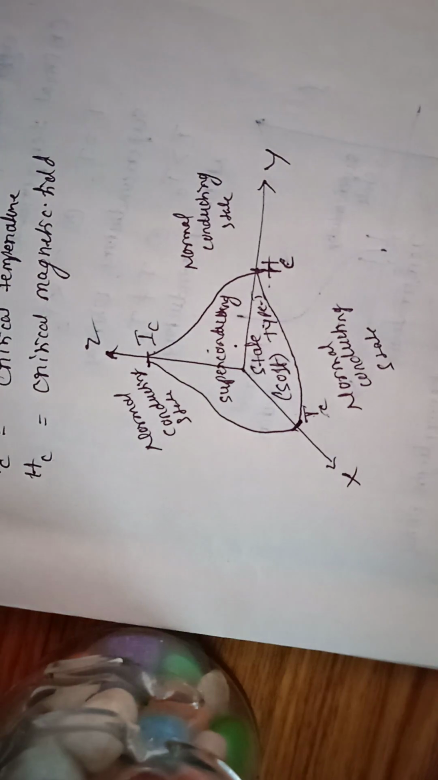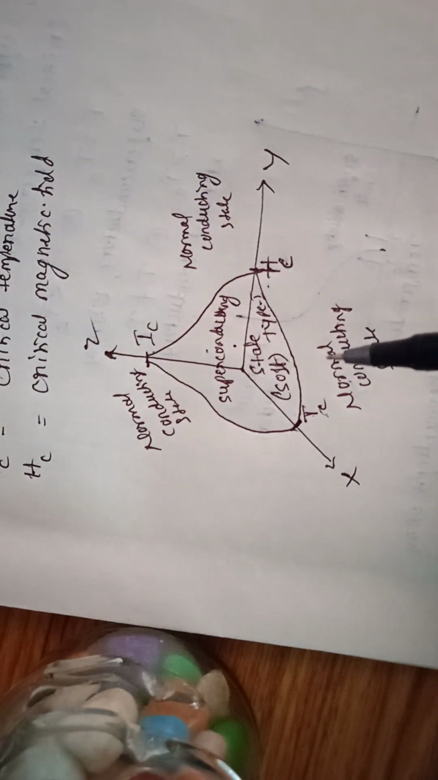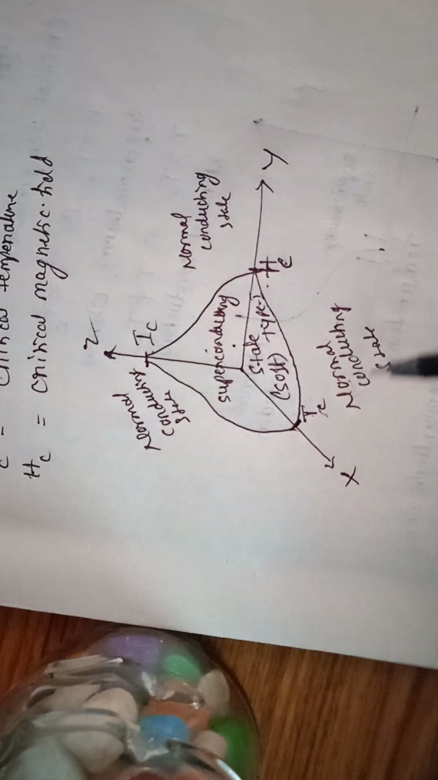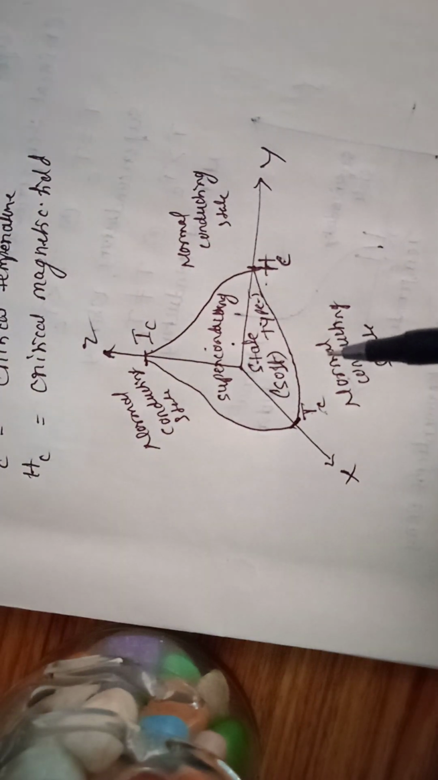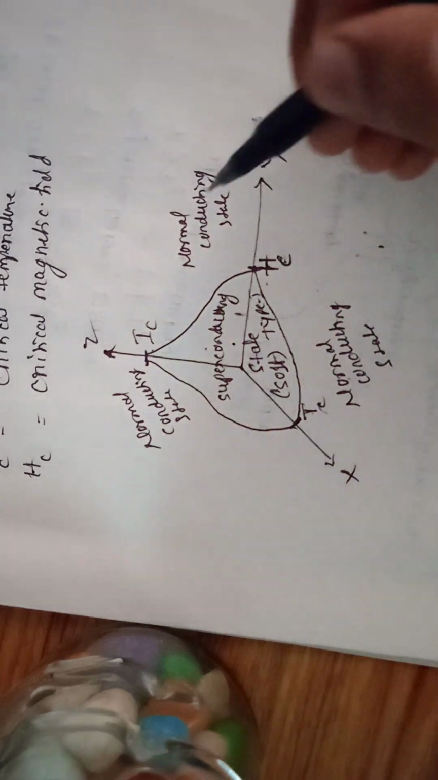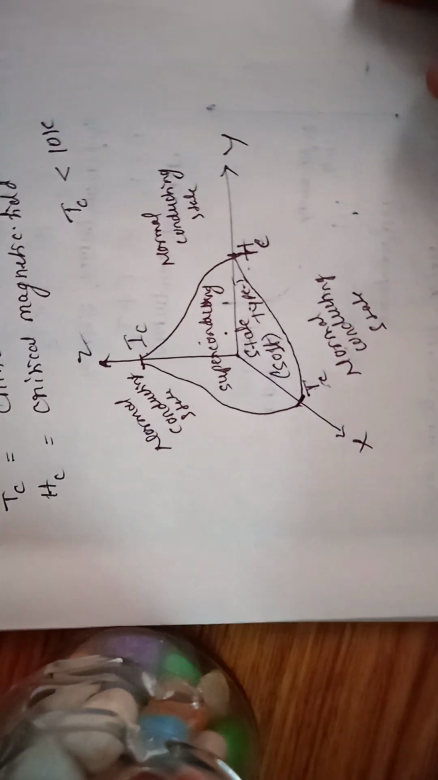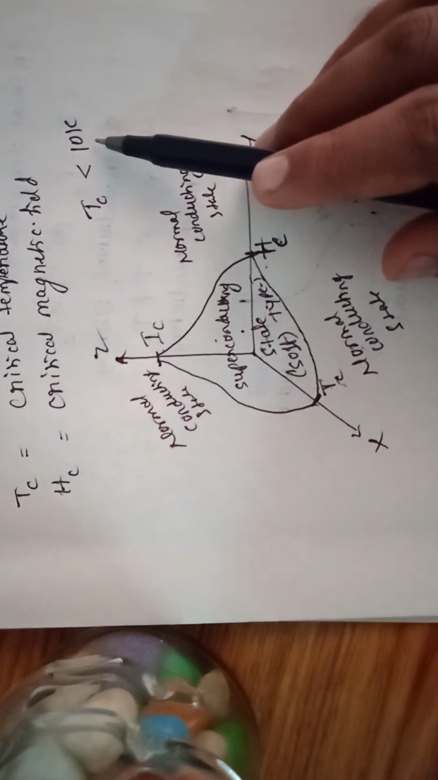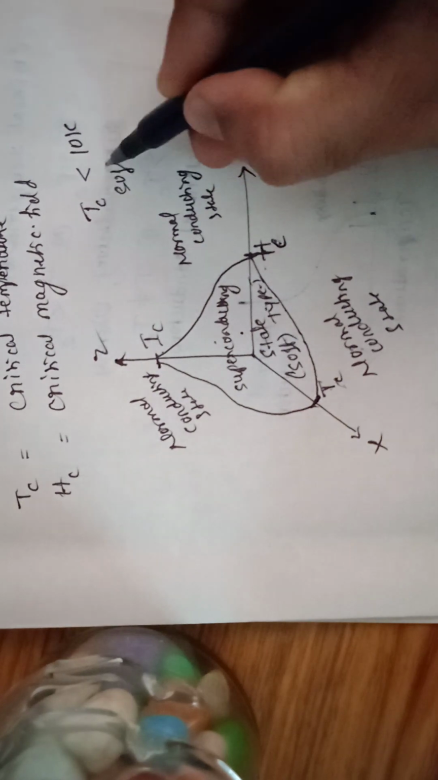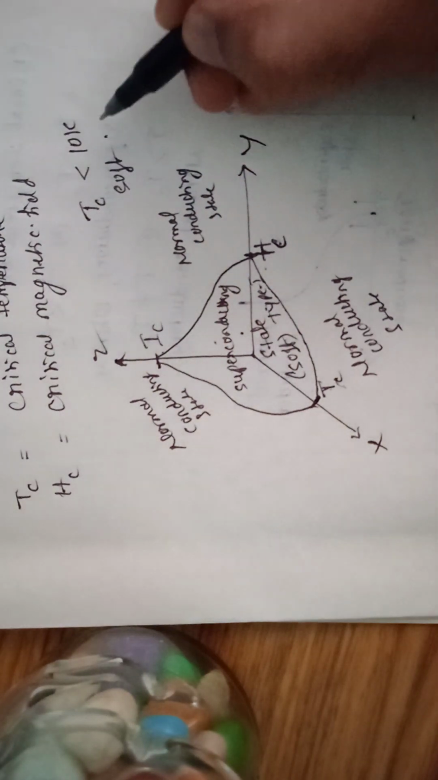Most of the pure superconducting materials, for example tin, beryllium, bismuth, and antimony, are pure superconducting materials. They show a critical temperature less than 10 Kelvin. If the superconducting materials have a critical temperature of less than 10 Kelvin, they are all called soft superconductors.